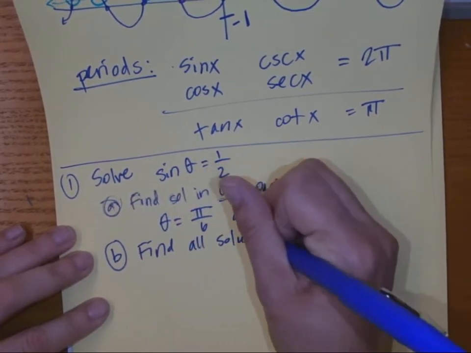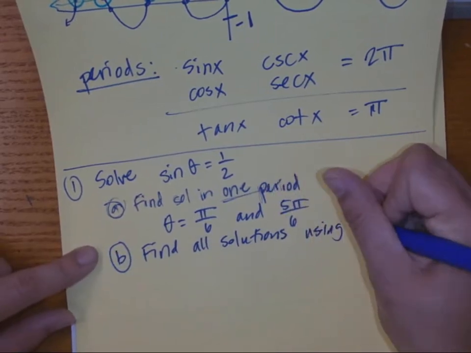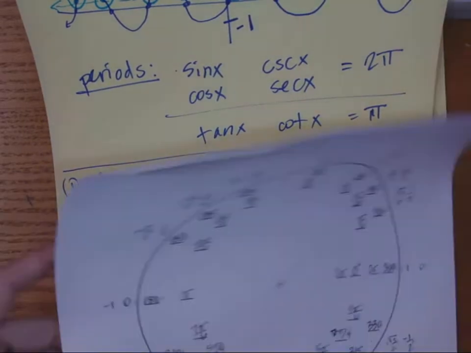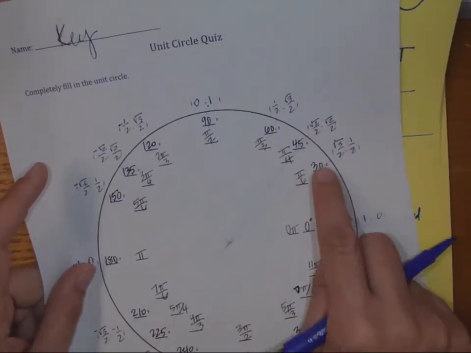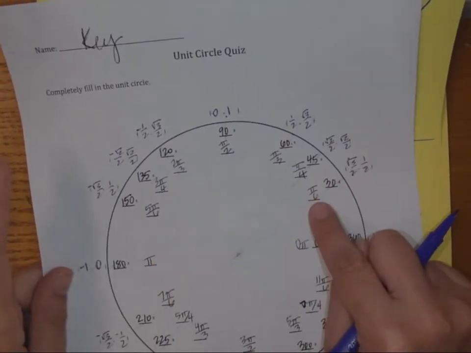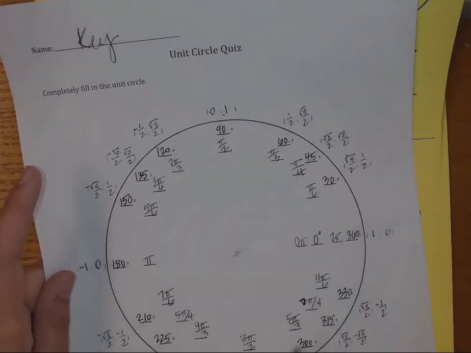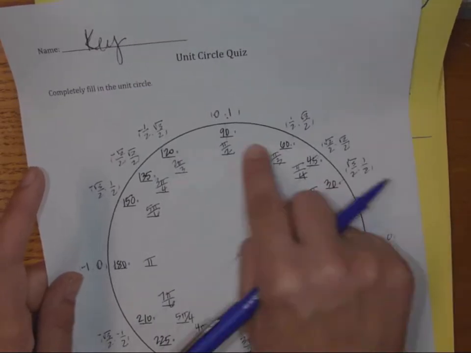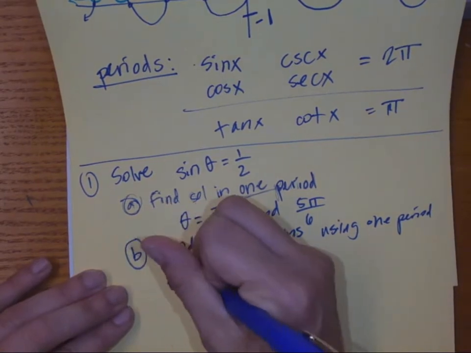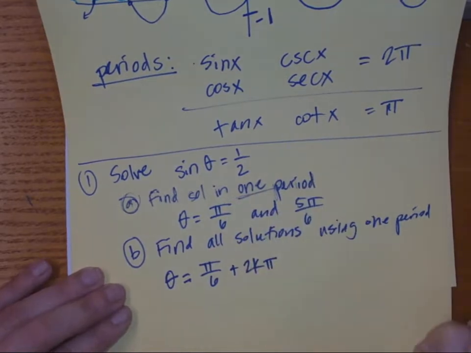And we find all the solutions by using the answers we just found. So by using one period, I know that every time I go around this unit circle, at this angle right here, I'm going to have an answer, and at this angle right here, I'm going to have an answer. So all the solutions here would be pi over 6 plus 2 pi plus 4 pi plus 6 pi plus 8 pi. So the way we would write that is theta equals pi over 6 plus 2k pi.